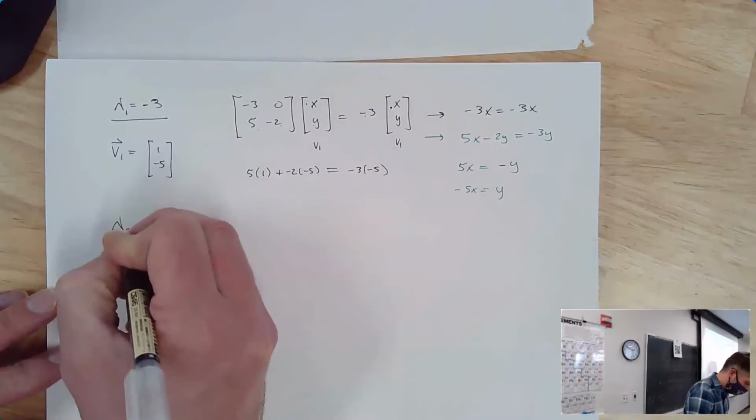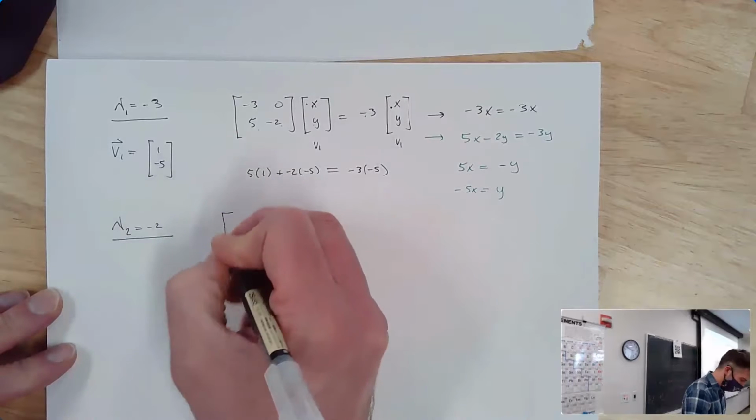And for lambda 2 equal to negative 2, we do the same sort of work.